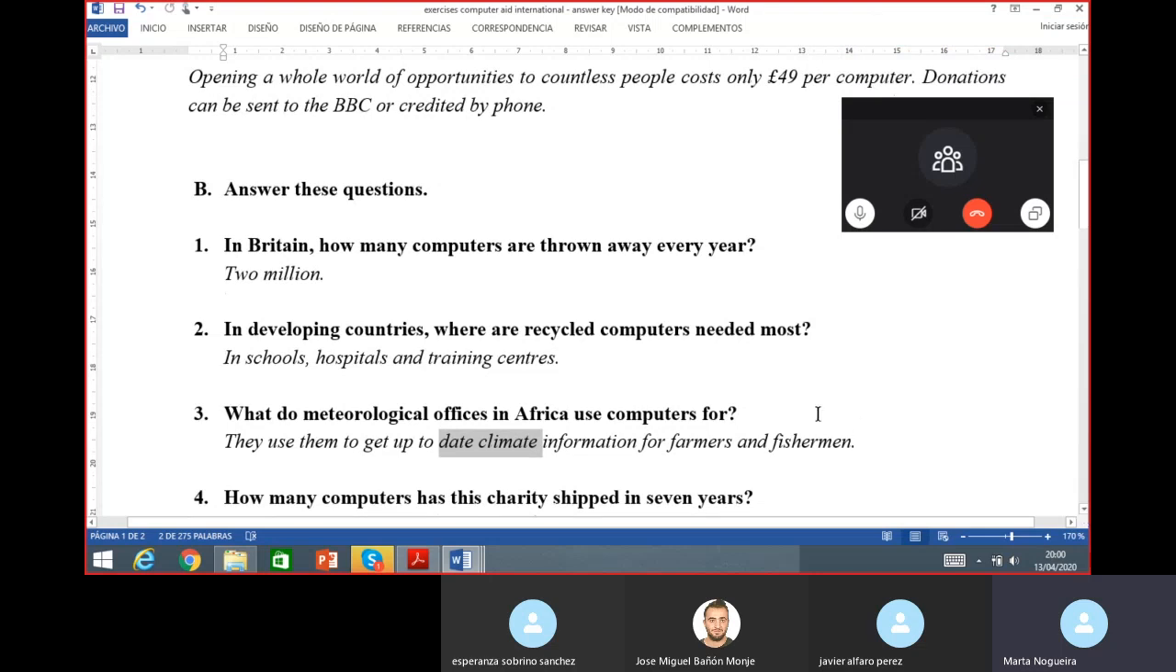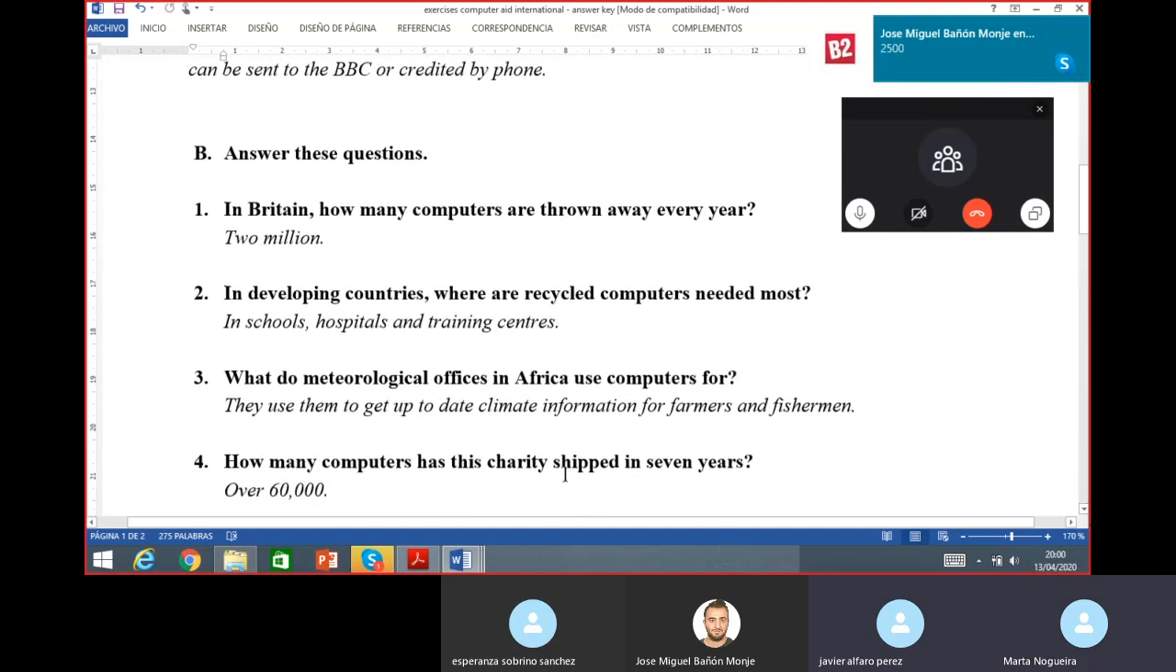Let's see. How many computers has this charity shipped? More than 60,000. More than 60,000, Jose, in 7 years, ¿vale? En 7 años. Dicen muchos números, but you have to take this into account. Very good. This sentence was not ordered. Yes, because the number 4 is, lo hablan al principio, creo. So the sentences are not ordered. It's true. In this case. Then we will see that they are ordered.